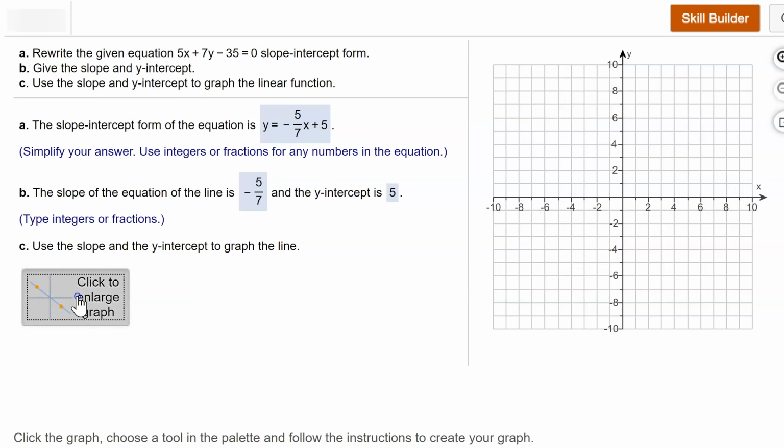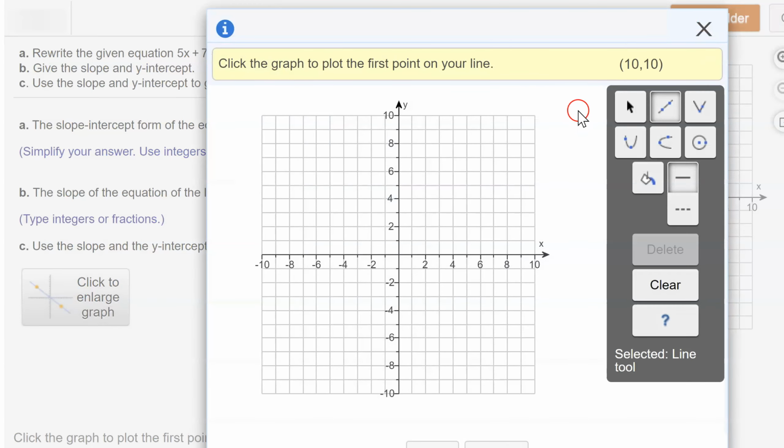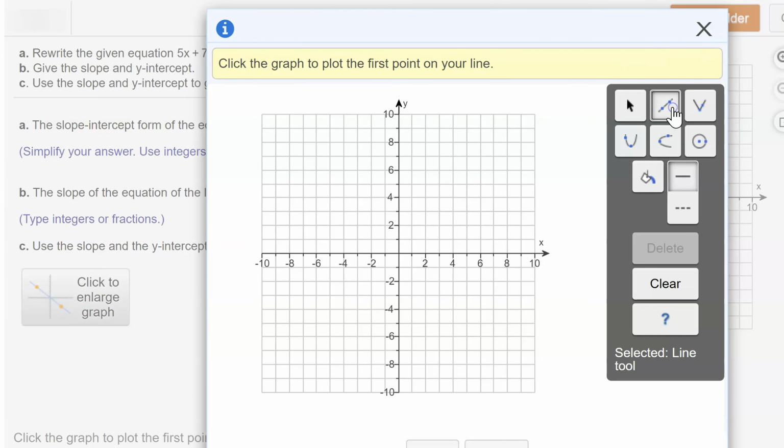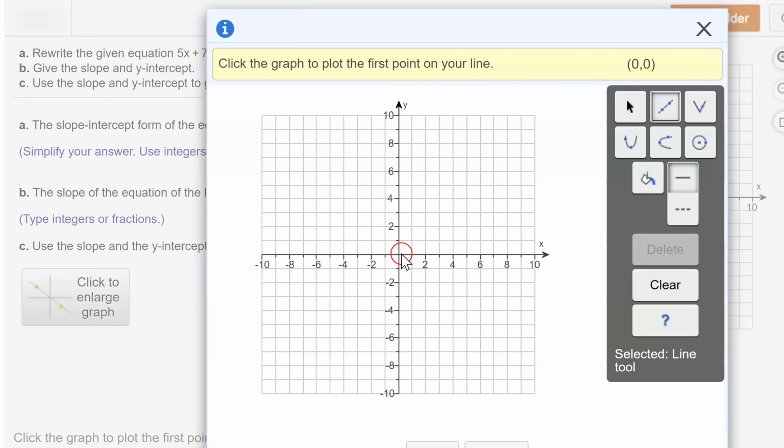Now let's graph the equation. We need to use the line graphing tool, which is this tool. Make sure the solid line is checked. And now they want us to graph using the slope and the y-intercept. Remember, the y-intercept was (0, 5). Start at the origin and go up 5.